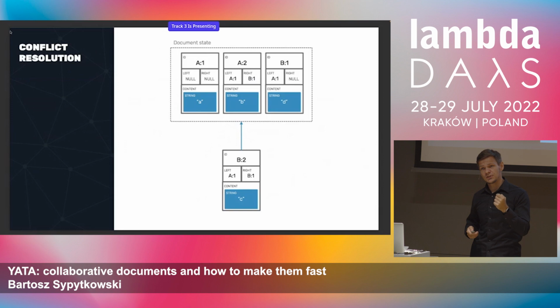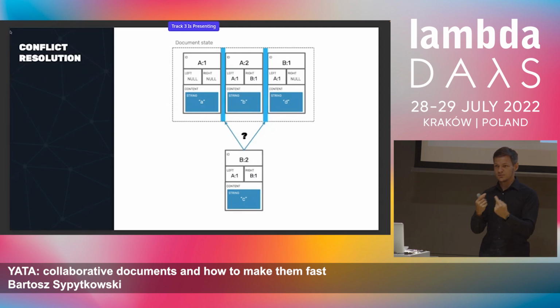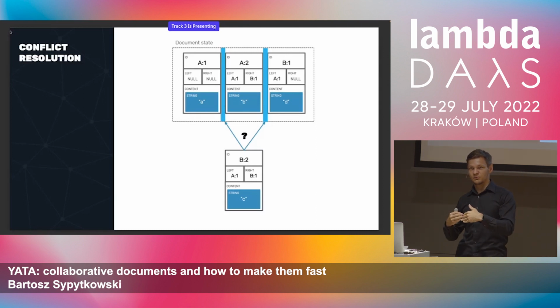Once you want to insert B2 now, there is a problem, because B2 is supposed to be inserted between A1 and B1, and there is already an existing block in between. So we have two possible places where this element is supposed to be inserted. And no matter which order the operations happened in, whether A2 or B2 was inserted first, the order should always stay the same, no matter in which order they were applied on which client.